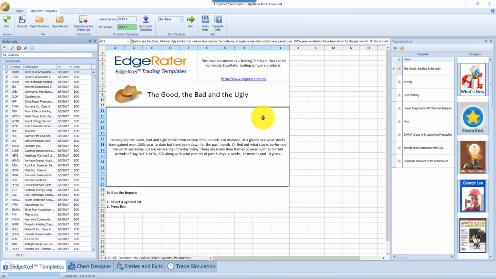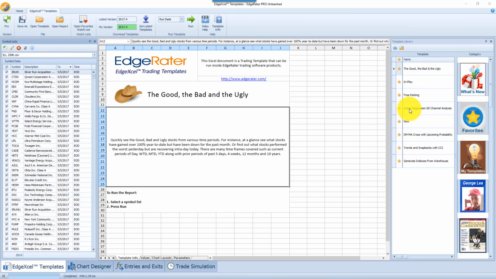And the first thing I'm going to run here is my good, bad, and ugly template. On the right hand side, you can see what I actually have in my favorites list. And these are kind of the things that I like to run every day. Good, bad, ugly gives me a good overview of what's been happening for the day, week, month, year, and so on. In play gives me some more in-depth about what's been happening over the last week or two. Free parking tells me where stocks are at their 50-period moving average, where the moving average is sloping up. Look for good low-risk entries here.